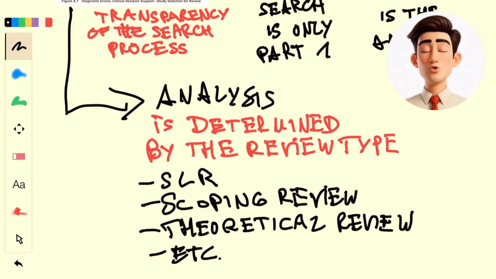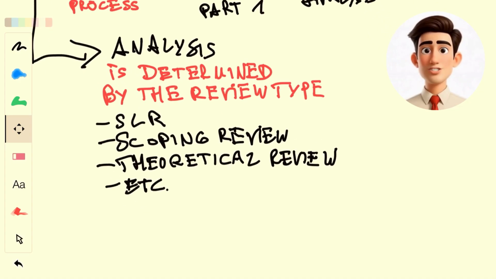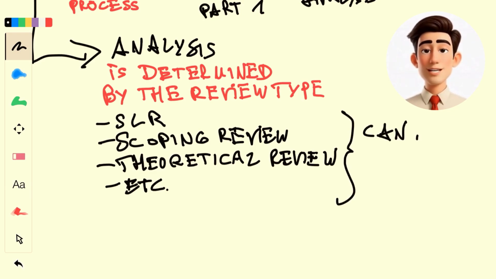The review type you choose changes everything. It changes your research question, search strategy, inclusion criteria, and it changes what you need to do after the search is finished. 2 reviews on the same topic can both use PRISMA and still be completely different.